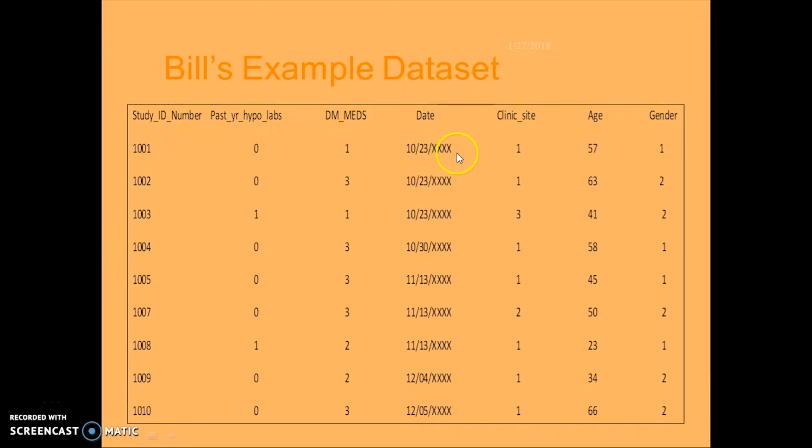The year is listed as an X to show that full date is an identifying factor, so you do not want to put the full date. Just like you wouldn't want to put any HIPAA or PHI on your data set. Clinic site, looks like there's a few sites. Age is just age. And then gender, here we have 1 and 2, so perhaps 1 equals male and 2 equals female. So here's an example.